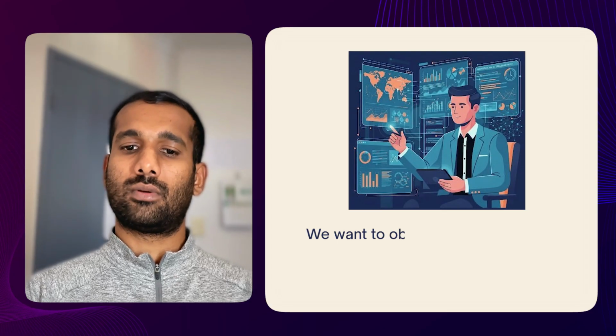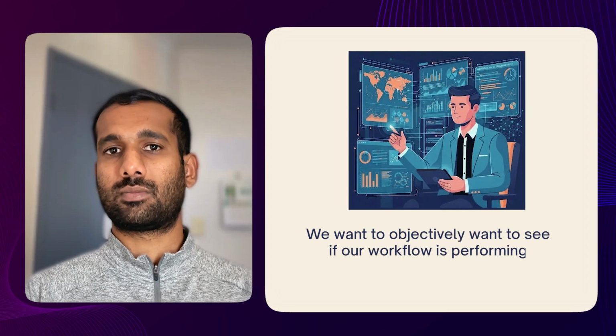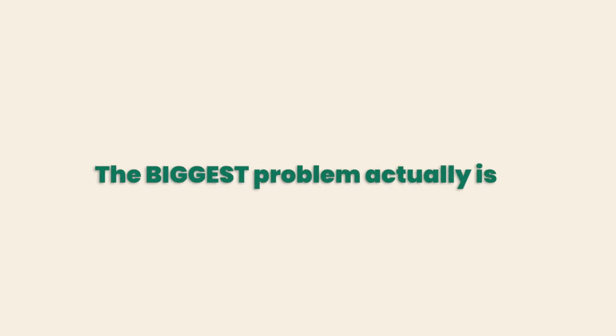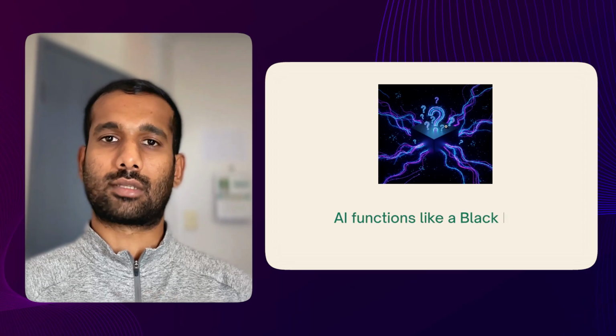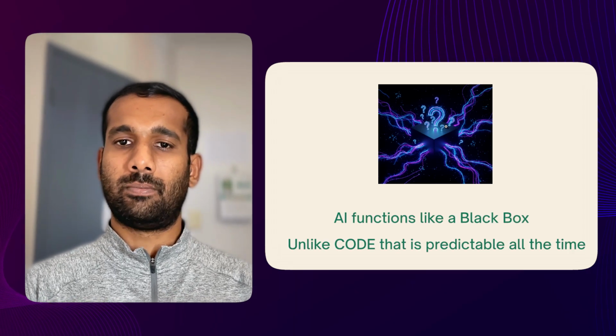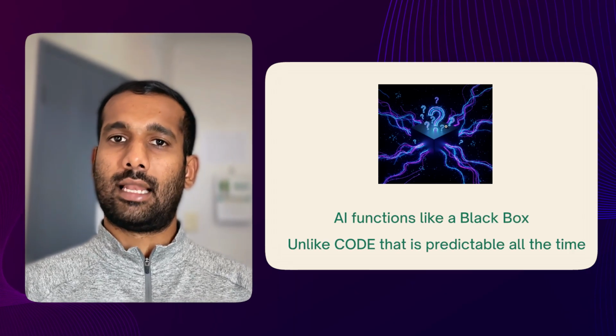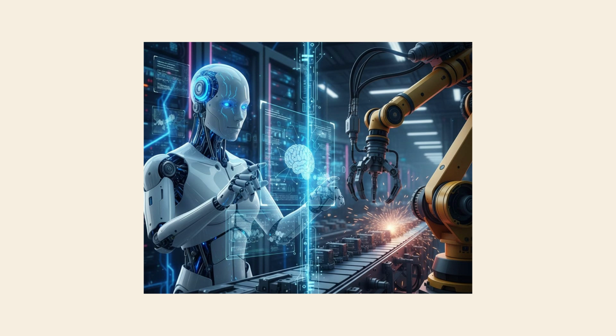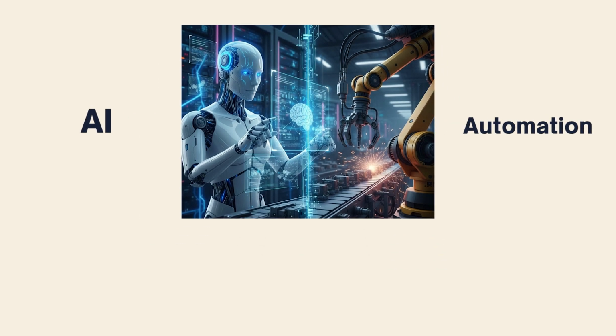So we want to objectively see if our workflow is performing better when we change different variables inside it. And the biggest problem is that AI functions like a black box, right? Unlike code, which behaves predictably all the time, if you give it the same inputs, it's always going to give you the same outputs. But with AI and automations, it's not necessarily always the same. Even if we gave it the same input every single time, it's still going to give you a different output every single time.